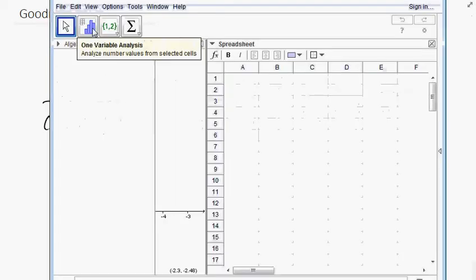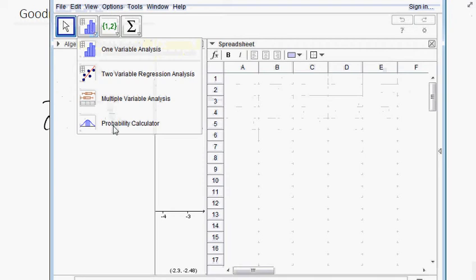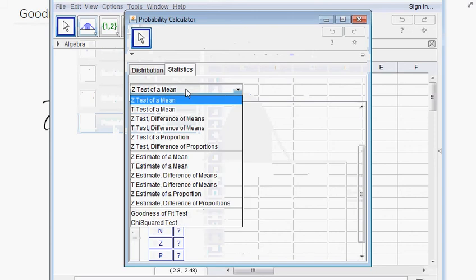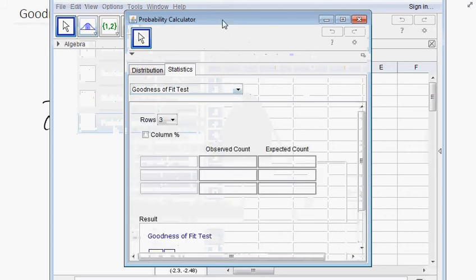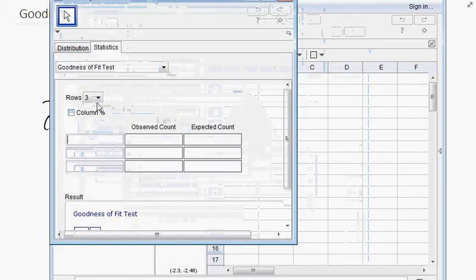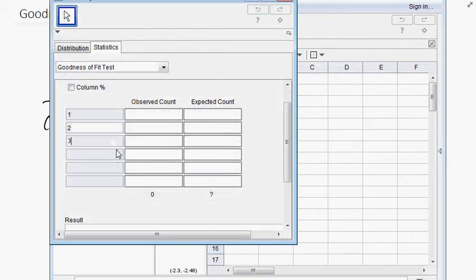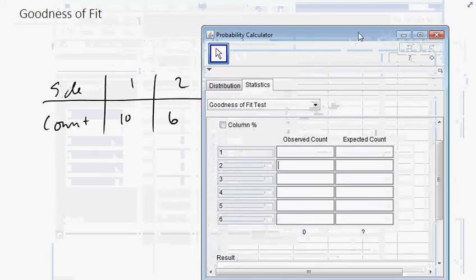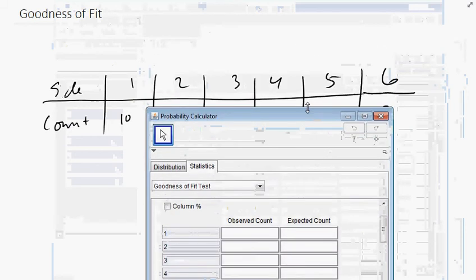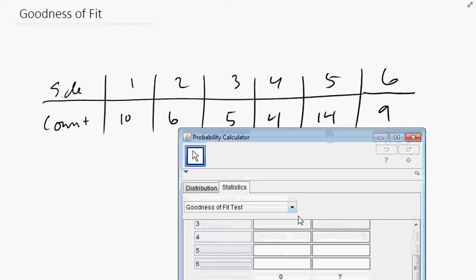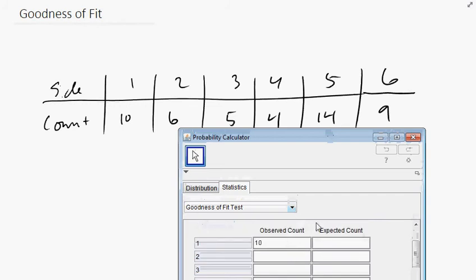So you open up GeoGebra. You go to the probability calculator. And then you go over to statistics and you have to select the goodness of fit test. Now we have 6 categories, so we're going to put 6 rows here. 1, 2, 3. Alright, and then we have to transfer our observed counts here. I'm going to try to fit this all in one screen. Alright, we would copy in the counts.